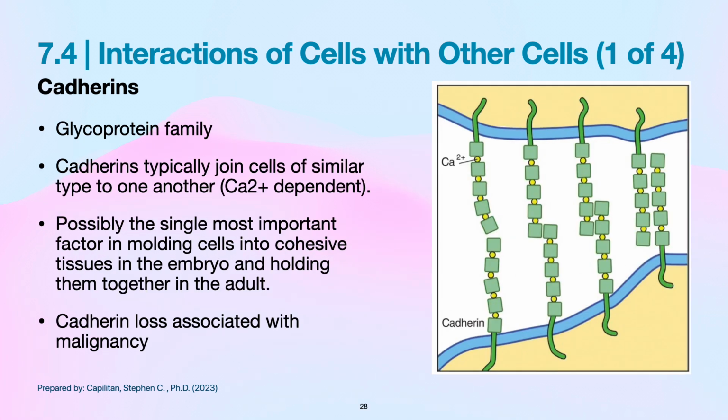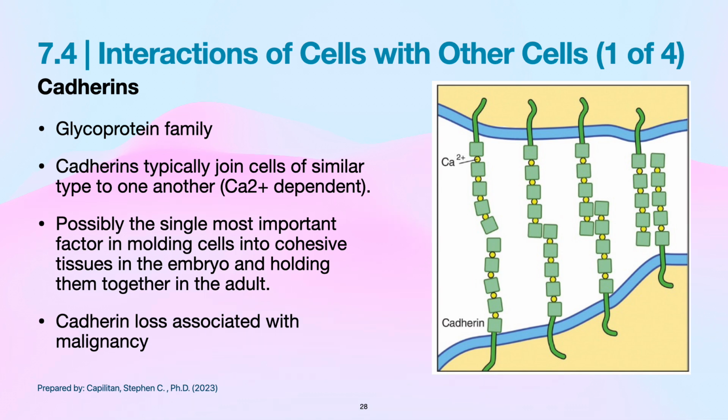Moving forward to the cadherins. Cadherins are part of the glycoprotein family. Typically, they join cells of similar type to one another. They are calcium dependent, on the other hand. Possibly the single most important factor in molding cells into cohesive tissues in the embryo and holding them together in the adult. Cadherin loss is associated with malignancy.